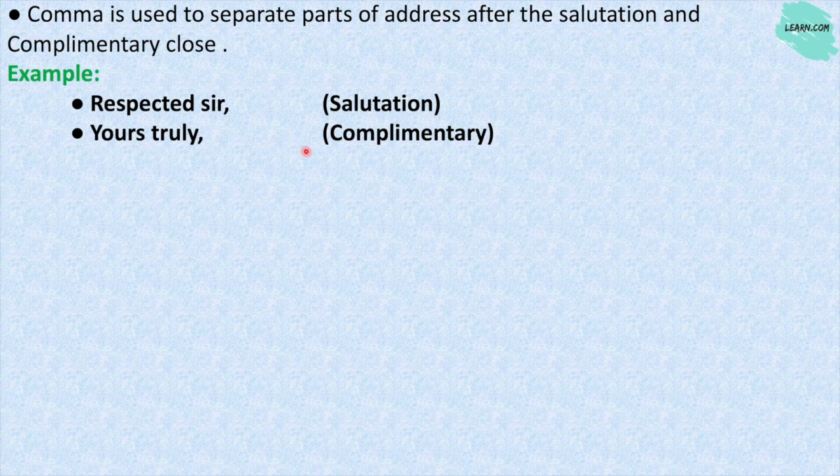And after completion of the letter, after the complimentary close, Yours truly, Yours obediently, Sincerely, Faithfully, anything can be written. After that also we have to use a comma. So these were the uses of the comma. Let's move on to the next slide.